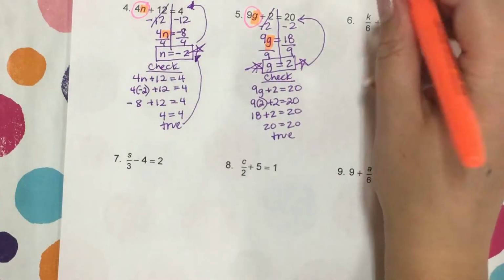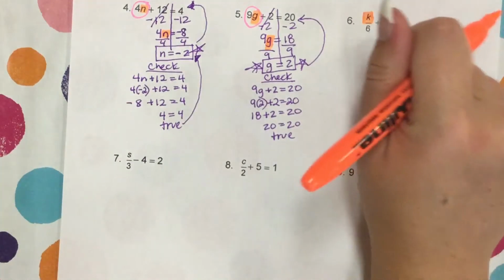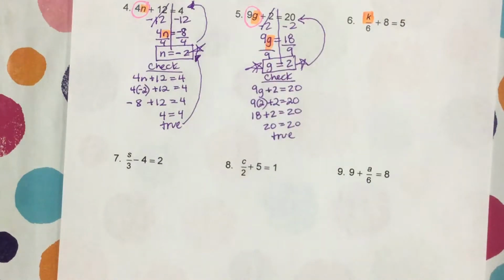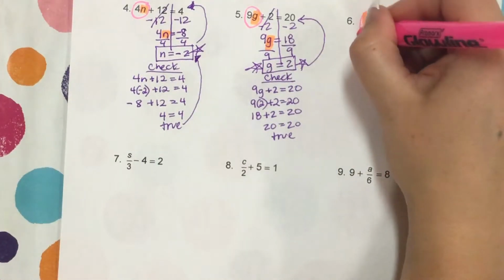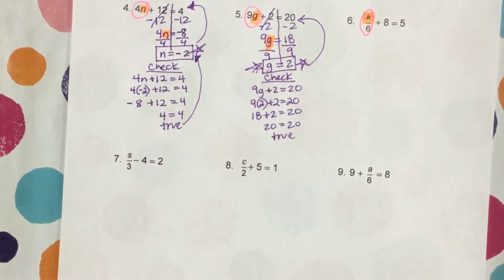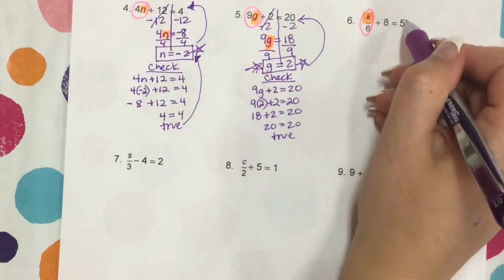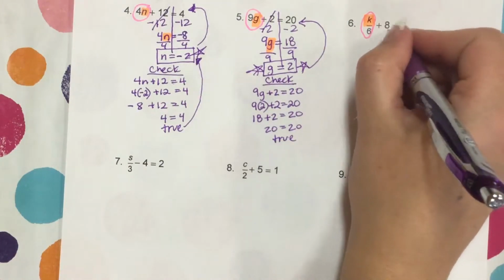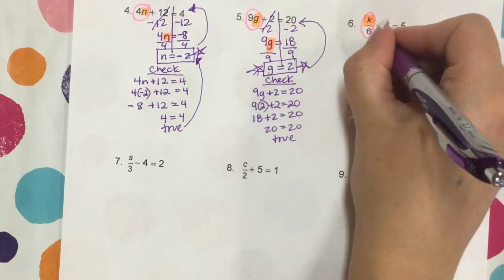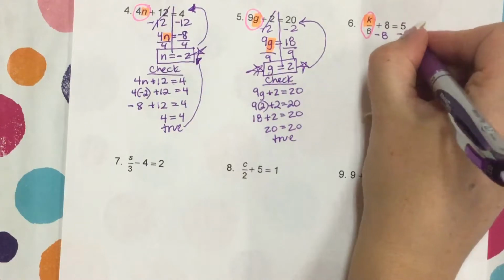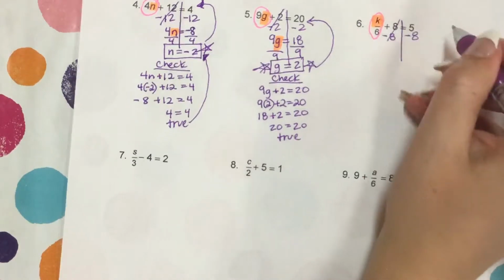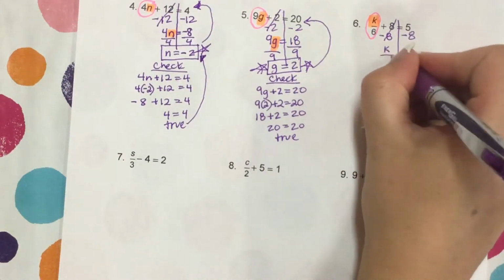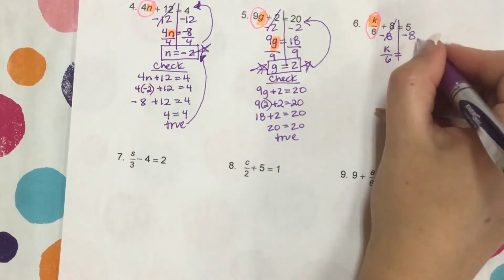So we have k over 6, or k divided by 6, plus 8 equals 5. So we're trying to get k by itself. Now for this one, we are going to keep k divided by 6 together till the very end, which means we have to get rid of this positive 8. The inverse of plus 8 would be minus 8. We're going to do that to both sides of the equation. Positive 8, negative 8 is 0. Those cancel each other out. So that means we have k over 6 equals 5 minus 8.